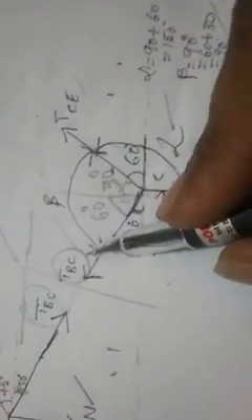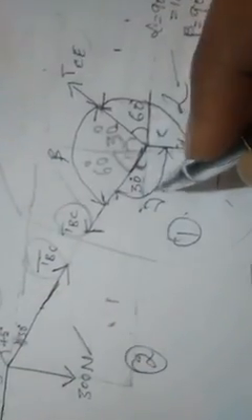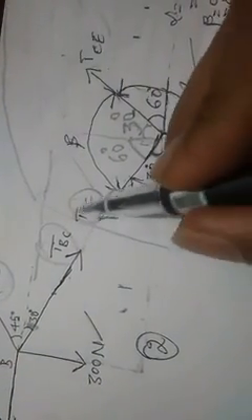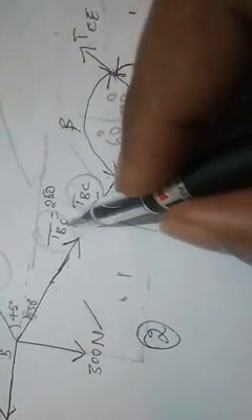So finally you got TBC and TCE. Whatever TCE and TBC values you have determined, take that value to this figure. This is the first figure and the second figure you have solved. Now take TBC, which you found as 250, and write it here as 250. Since this is one single thread, the force throughout the stretch will be the same. So TBC will be 250.